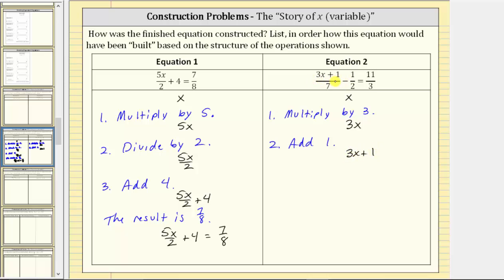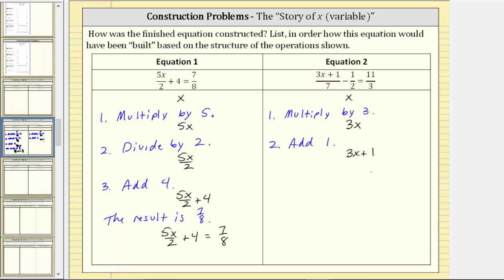Again, the fraction bar means division. So we have the quantity 3x plus 1 divided by 7, which means the next step is to divide by 7. If we divide this sum by 7, we get the expression the quantity 3x plus 1 divided by 7. And then finally we have this quotient minus 1/2. The next step is to subtract 1/2 from this quotient. So step 4, subtract 1/2.